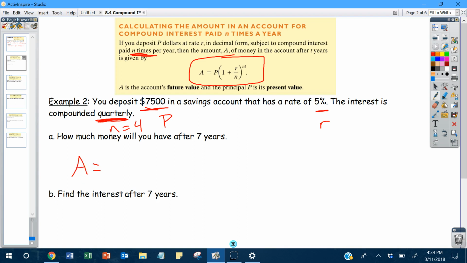So I'll use my formula just like last time. P goes there, and then I'll do 1 plus R, which is 0.05, over N, which is 4, and then raise that to the N times T power, or the 4 times, what was T?